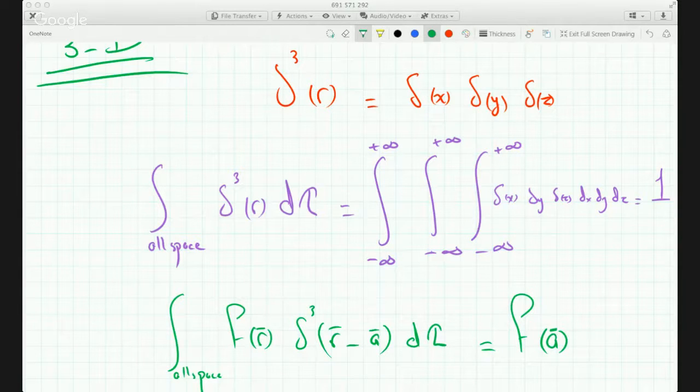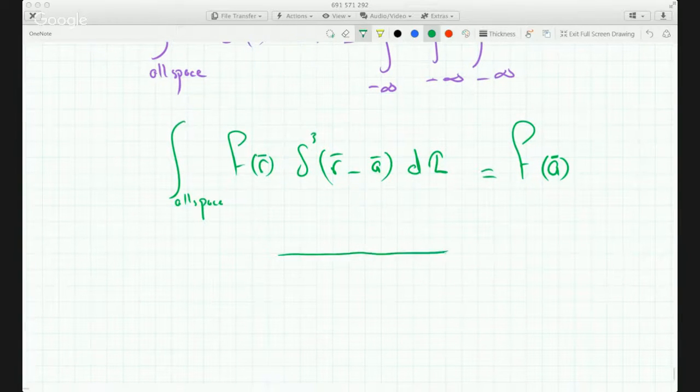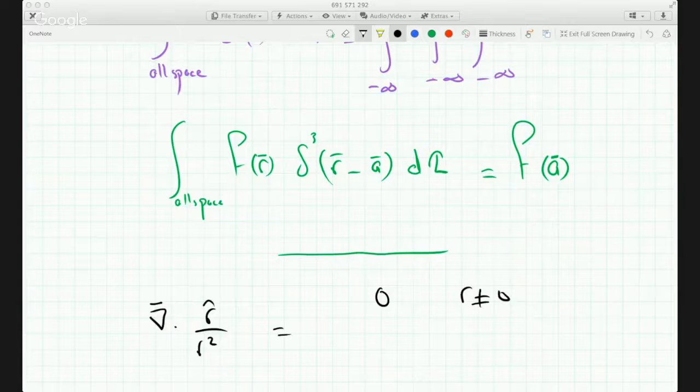Now, the reason this is important is that in the book, in one of the sections, you found that the divergence of r hat over r squared turned out to be 0 everywhere except at the origin. So that's when r does not equal 0.